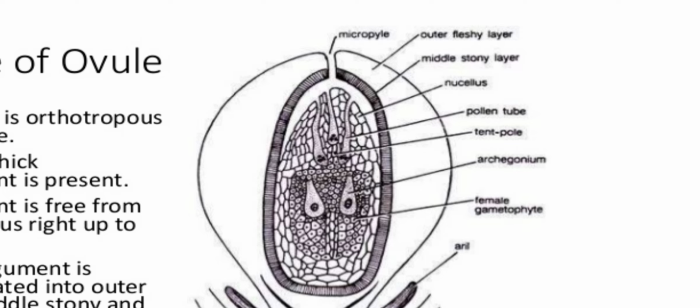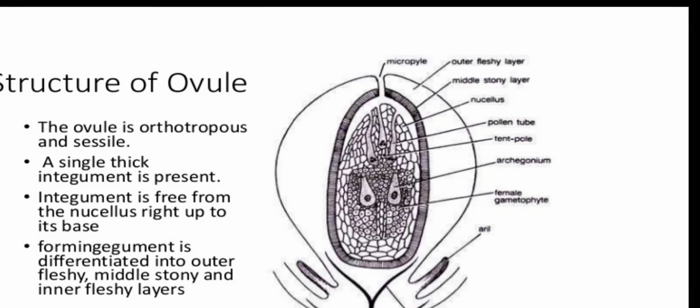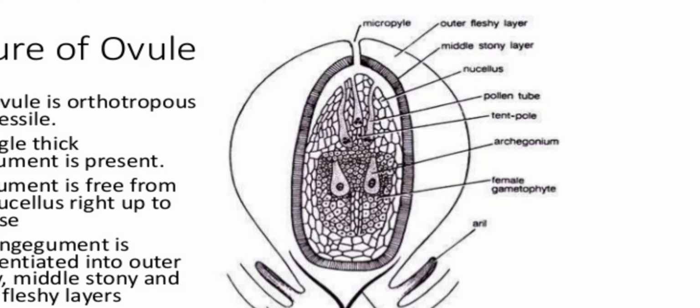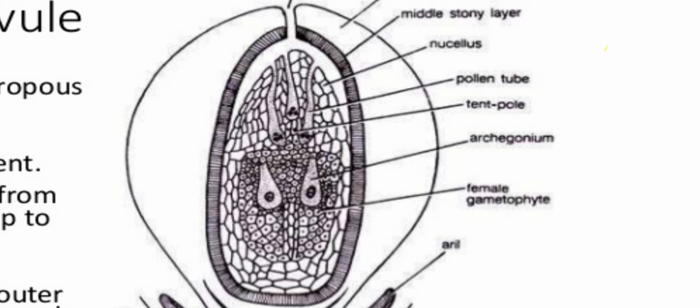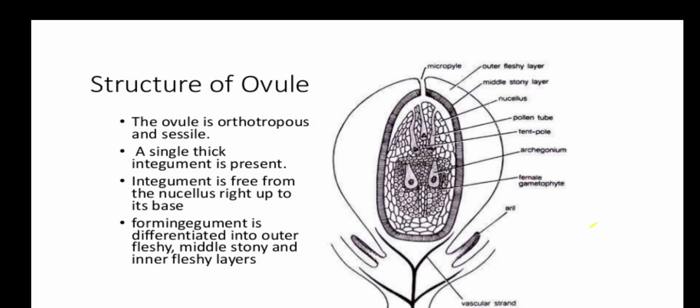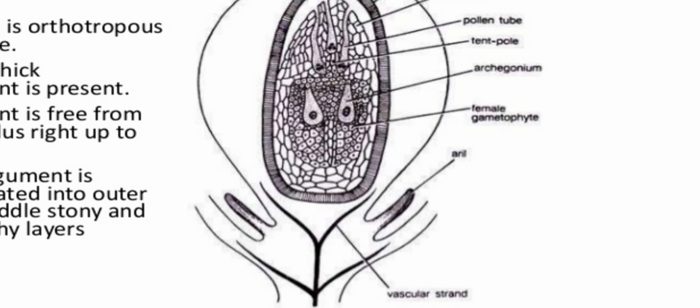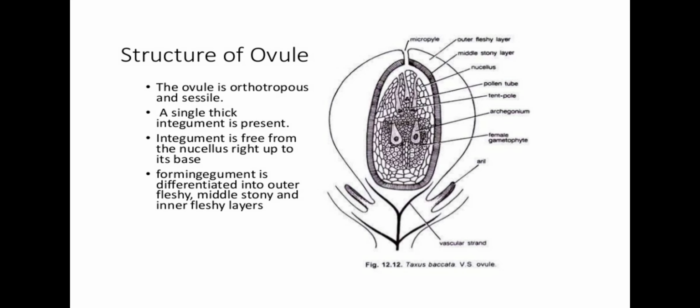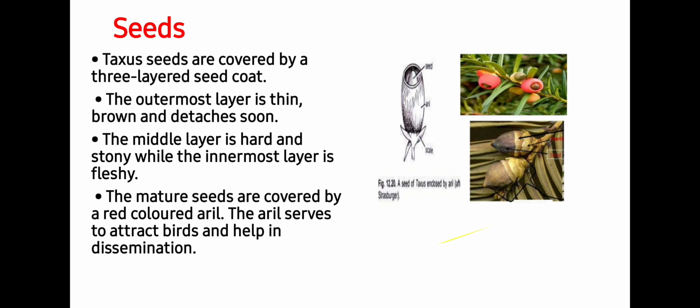and a single integument differentiated into an outer fleshy layer, middle stony layer and inner fleshy layer. Students, as the ovule is orthotropous, you can notice a tent pole over the female gametophyte or the archegonium, and at the base you can notice that bracts are there and the aril is differentiated from the integuments.